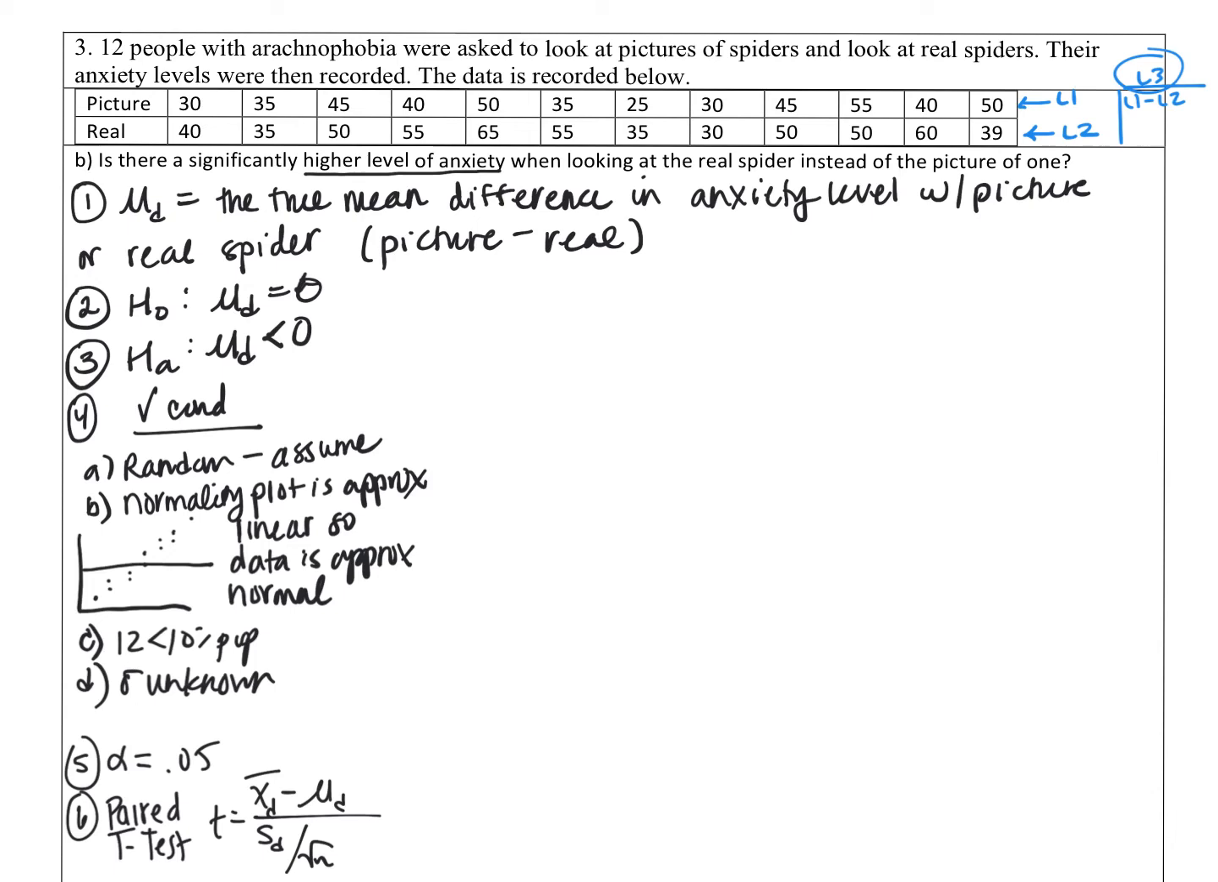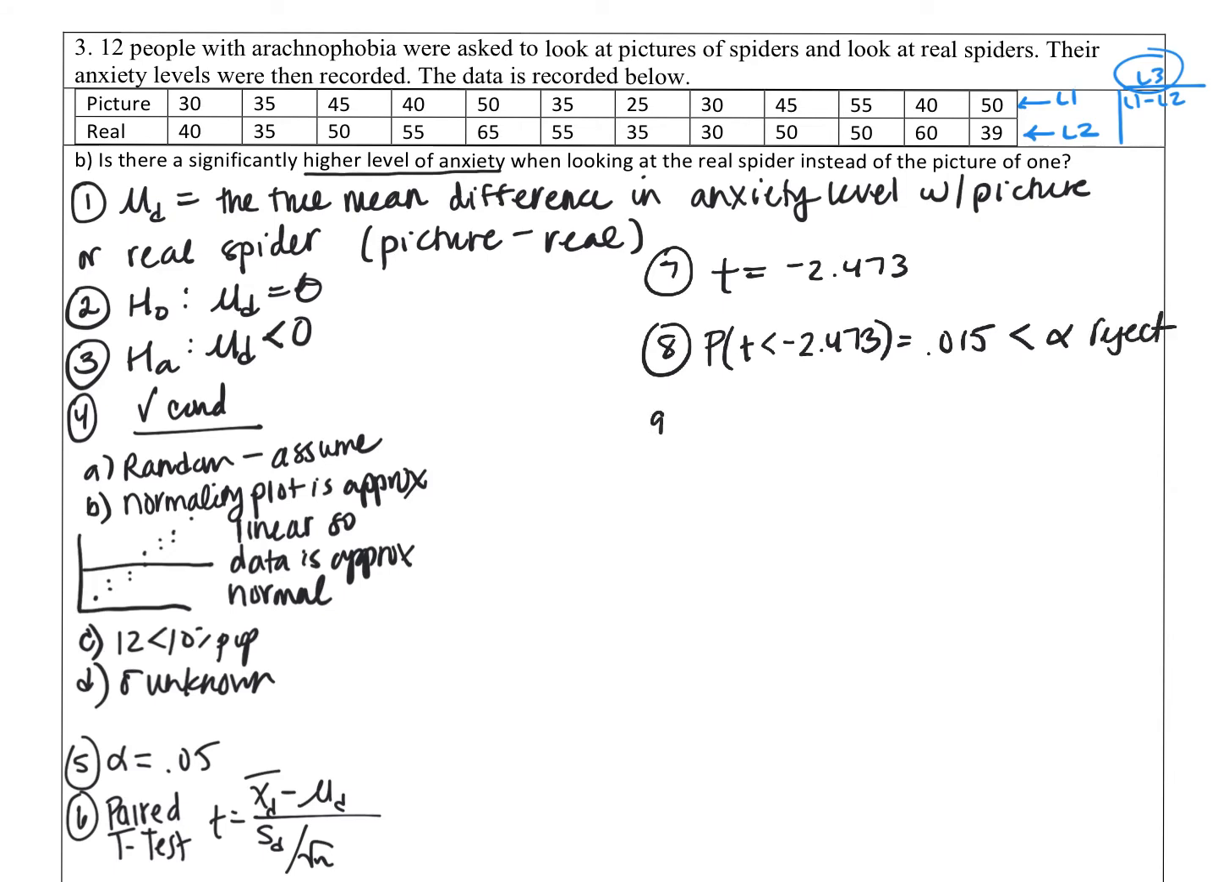Let's see. You should get a t value for step 7 of t equaling negative 2.473. Negative 2.473. All right. Remember, your sign in step 8 and 3 need to match. The probability of t being less than negative 2.473 is equal to that p-value right there of 0.015. Man, if we picked an alpha level of 0.01, this would have been a fail to reject, but we picked 0.05, so this is less than alpha, and we'll reject the null.